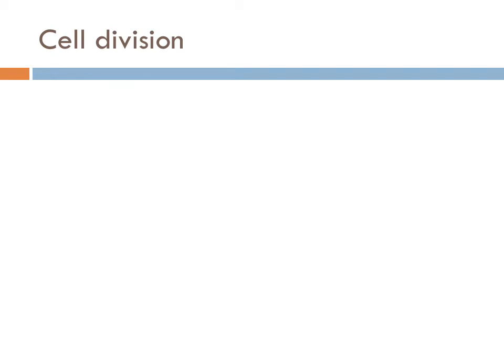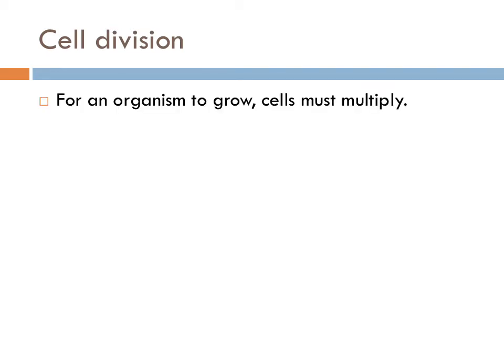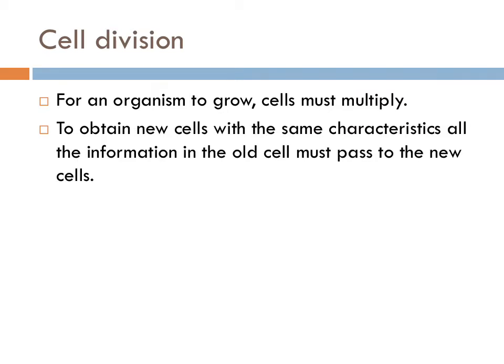First of all, we're going to look into cell division, because if an organism wants to grow, cells must divide, they must multiply. So first of all, we study how cells increase in numbers. There are two ways by which cells divide. When a cell divides, the characteristics have to be passed from the first cell to the two new cells.